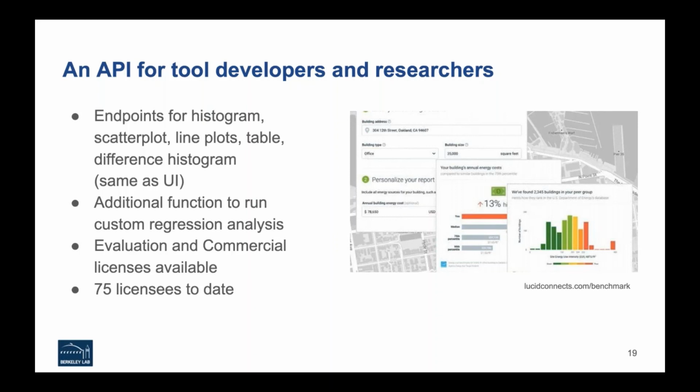For the API, it does require a license, so we have both evaluation and commercial licenses available, and we're happy to say that we've had about 75 licensees to date. The image on the right shows you one particular example. Lucid developed a tool called benchmarkmybuilding.com, and they use the BPD API.